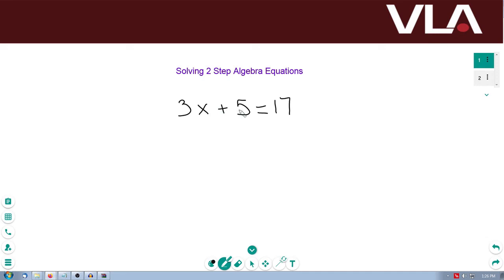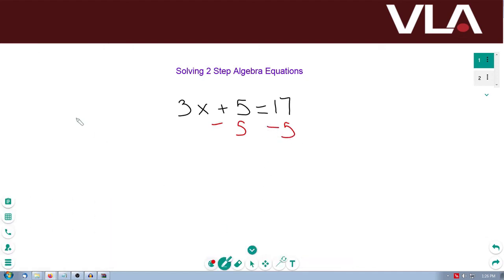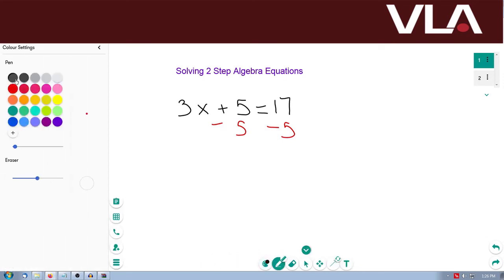To do that, if I have a plus 5, remember I take the inverse operation of that. So instead of adding 5, to get rid of that 5, I'm going to subtract 5 from both sides. Once I do that, I'm just left with my 3x on the left side and 12 on the right. So this should be similar to the step we just did before: to isolate the x again, I'm going to have to divide both sides by 3.